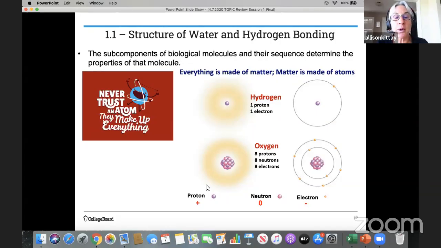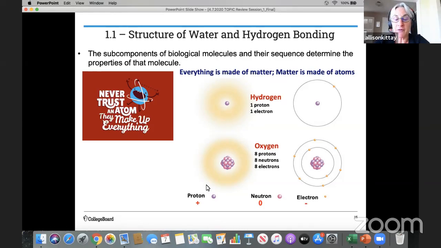In topic 1.1, we're talking about the structure of water and hydrogen bonding. The idea here is that the subcomponents of biological molecules and their sequence determine the properties of that molecule. I want to start by going way back: everything is made of matter, and matter is made of atoms. I have a little cartoon for you. Hopefully that'll give you a little giggle.